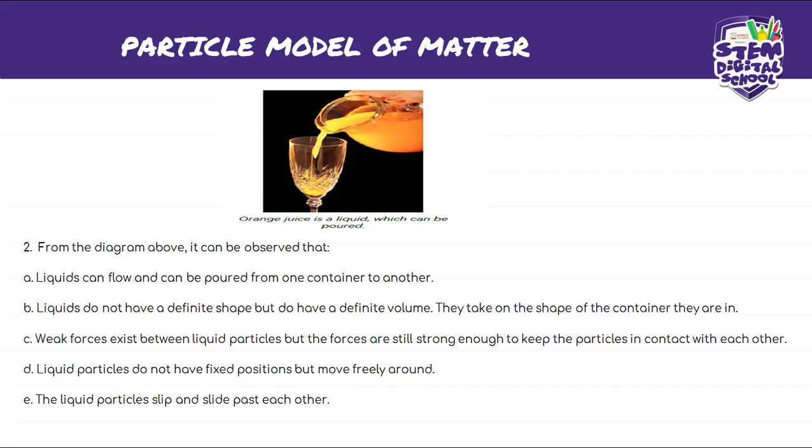Now, weak forces exist between liquid particles, but the forces are still strong enough to keep the particles in contact with each other. Liquid particles do not have fixed positions, but move freely around. If you compare this point to solids, we will see that solids have a fixed position. Liquid particles slip and slide past each other, and that's why they can flow.